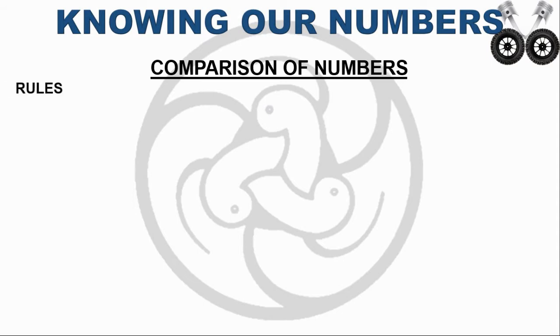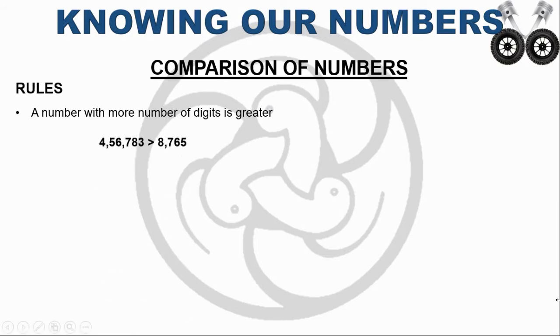Like that, if I want to compare two numbers, there are certain rules for comparing them. The very first rule is, first we have to say how many digits are there. If there are more digits, that number is the greatest number. See here, the first number 4,56,783. How many digits are involved here? Here 6 digits are involved.